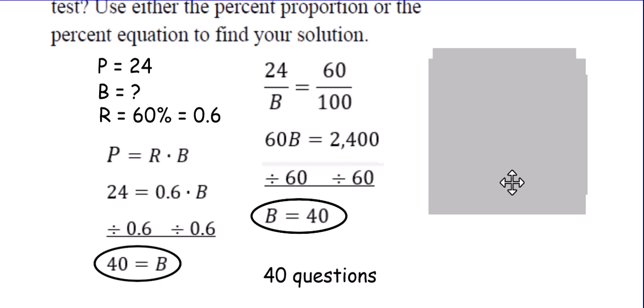Just a side note, if you do this wrong, so if you accidentally make the base 24, you're going to get an answer that doesn't make sense. You end up getting a number that is smaller than 24, and that's not going to be the case. If you accidentally make 24 the base, you should recognize that, well, if he got 24 correct, how could there be, let's say, 21 questions on the test? It doesn't really make sense. So always think about your answer as well.